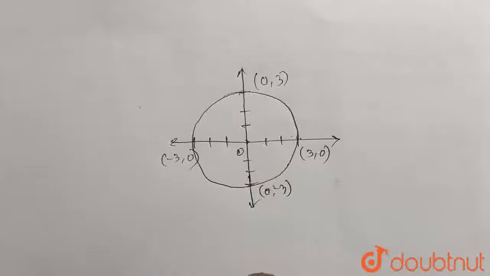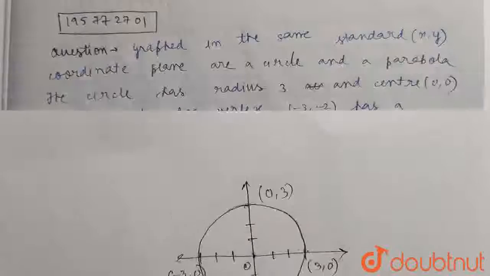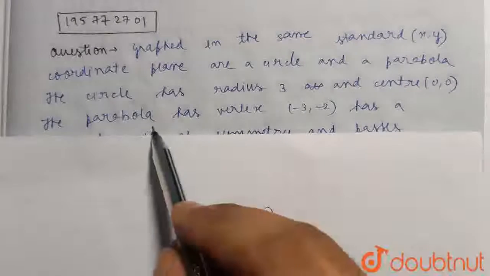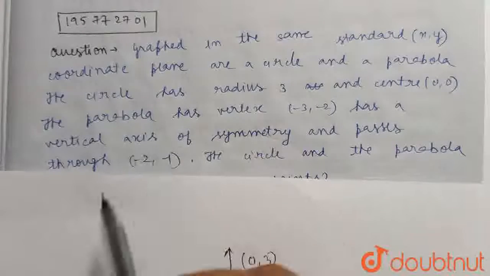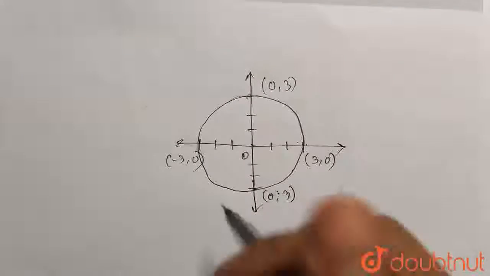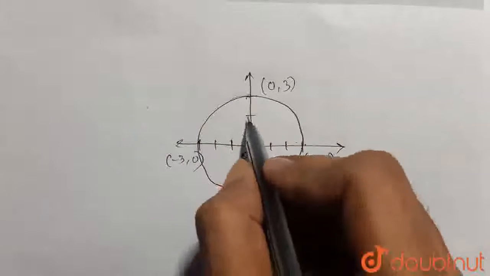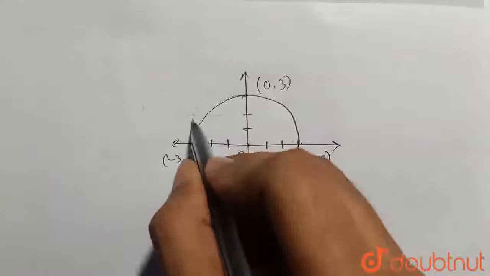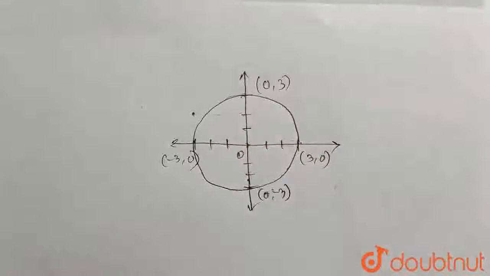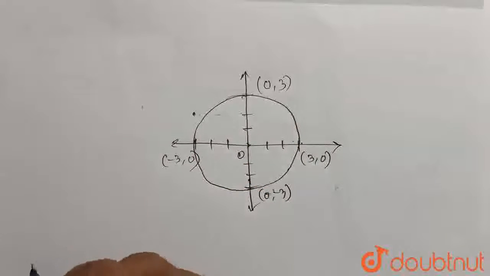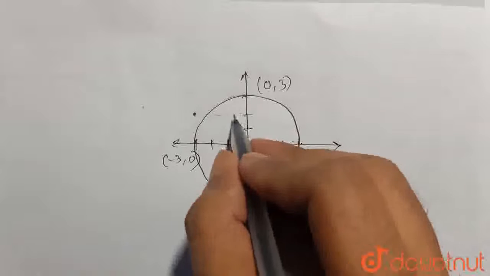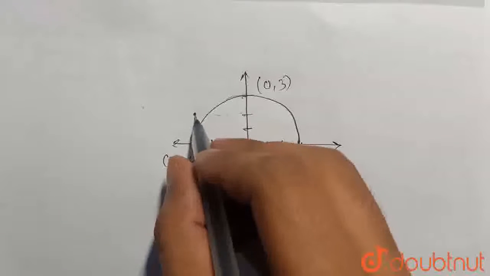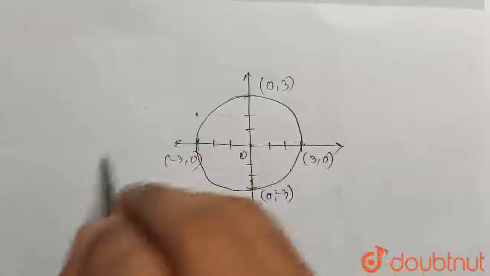Okay. Now in the question, it is said that the parabola has vertex (-3, -2) and has a vertical axis of symmetry. Now (-3, -2) will be somewhat from here, roughly outside the circle, obviously, because the x coordinate is -3 and y coordinate is -2. So necessarily this point will always lie outside the circle.